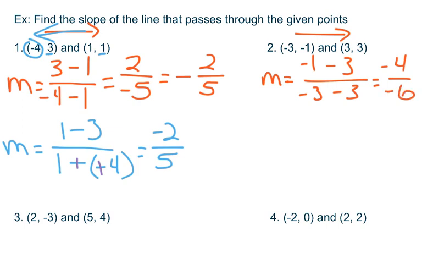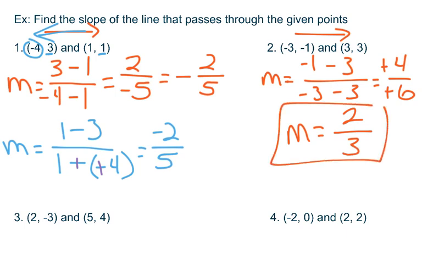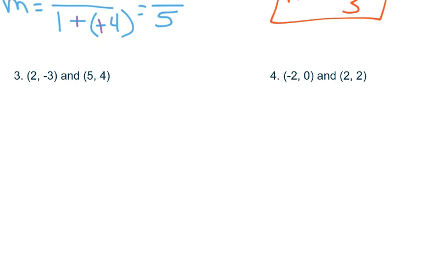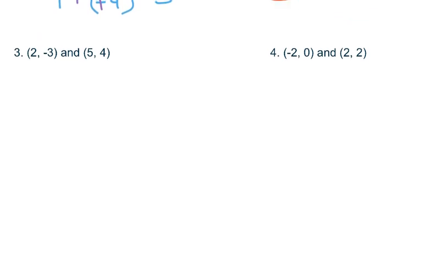Now, if we have a negative over negative, that would be the same thing as a positive. So really the minuses cancel each other out, and then we can simplify the fraction. 4/6 simplifies down into 2/3. This would be your final answer for number 2. Number 3, 2, negative 3, and 5, 4. Let's go right to left this time, just to mix things up.